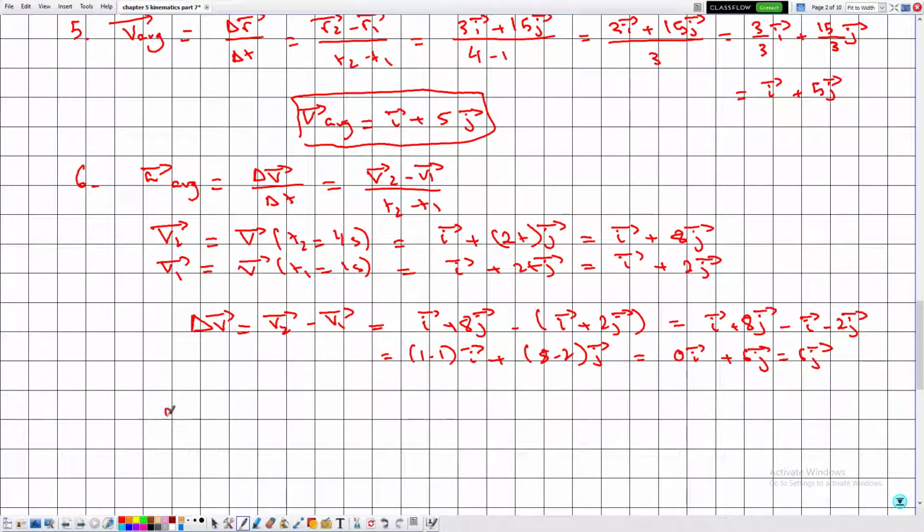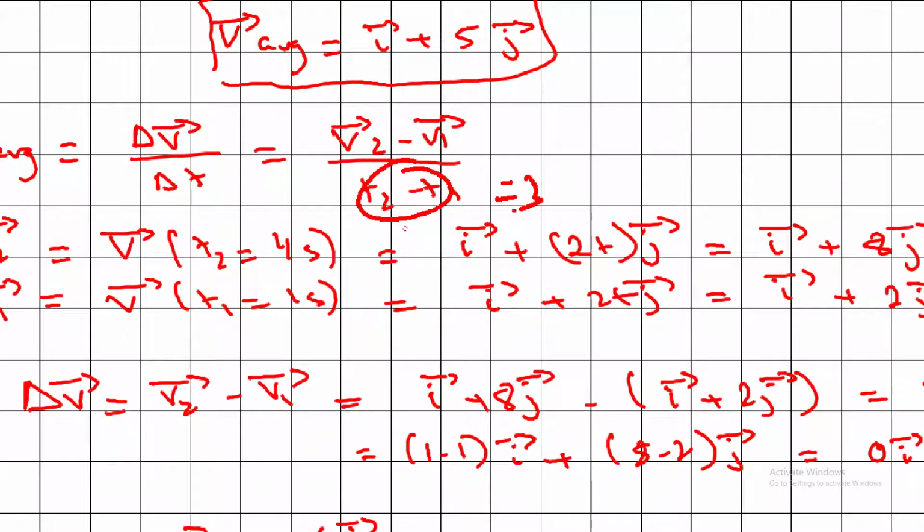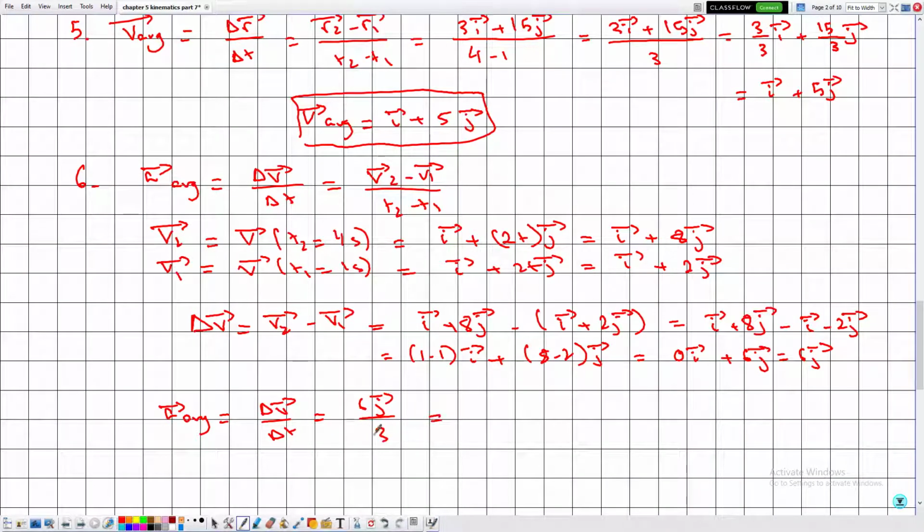And now the average acceleration, which is equal to delta v divided by delta t. So this is equal to 6j, and the value of delta t we have computed previously is equal to 3. So this is a fraction. Simplifying this fraction, it is given by 2j, and the unit of the average acceleration is meter per second squared.